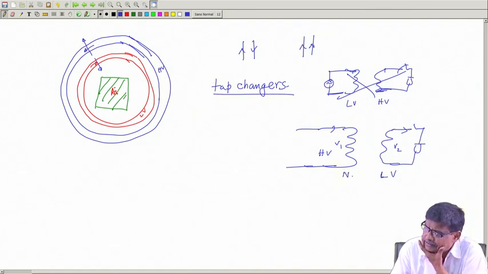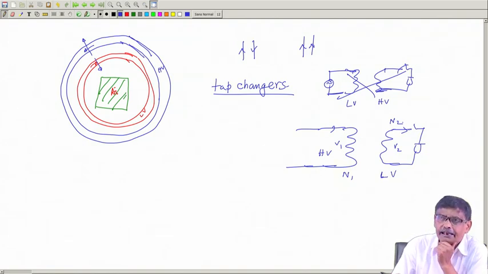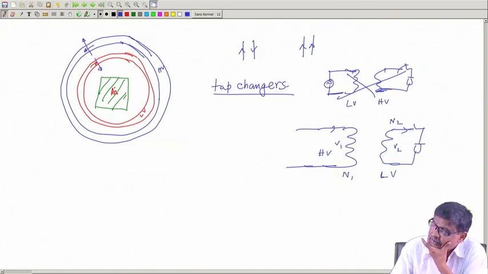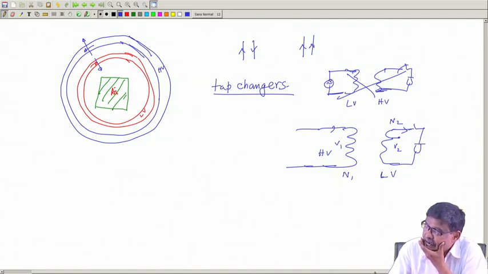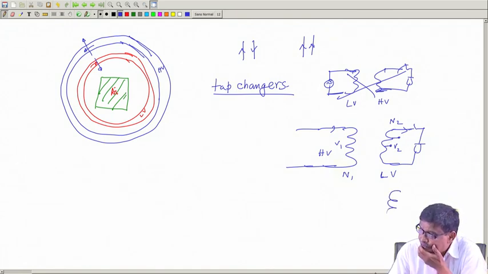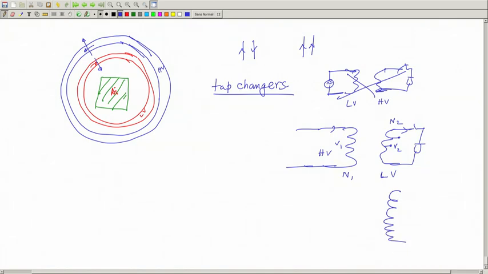Suppose the primary number of turns is N1 and the secondary turns is N2. The idea is very nice and simple. Suppose there will be some tappings provided here, 1, 2, 3, 4 turns tappings. I am drawing the LV side elaborately. This is the normal secondary terminal, then you are provided with extra tappings with a switch. These are the secondary terminals.